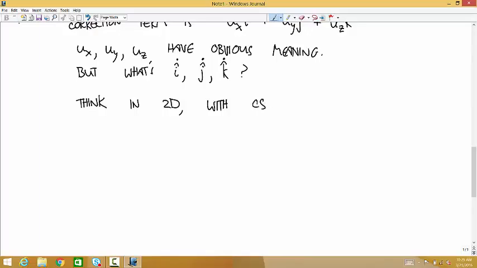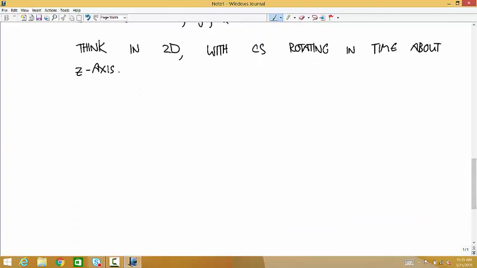With the coordinate system rotating in time about the z-axis. Okay, so this is the coordinate system at instant 1. I'll call this the i-axis at time t. And this is the j-axis at time t.